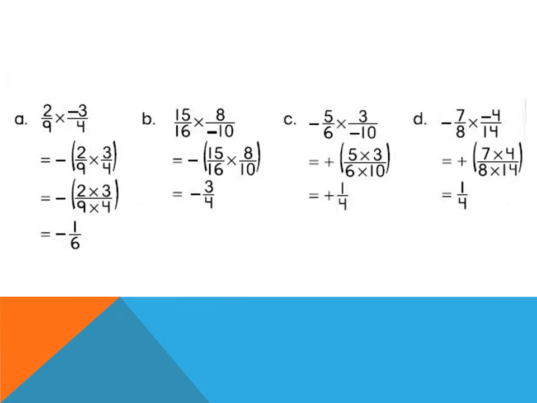I am discussing problem number B. The question was 15 by 16 into minus 8 by minus 10. So first of all, we multiply both the numerator and denominator of 8 by minus 10 by minus 1 each, then that fraction will become minus 8 by 10.